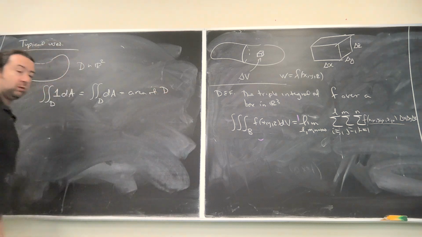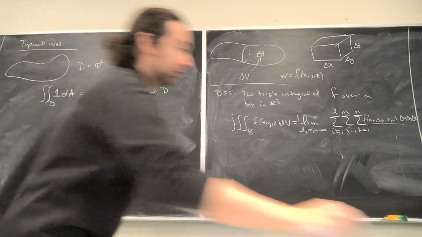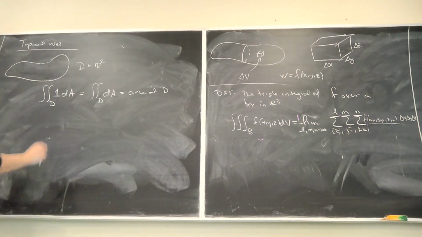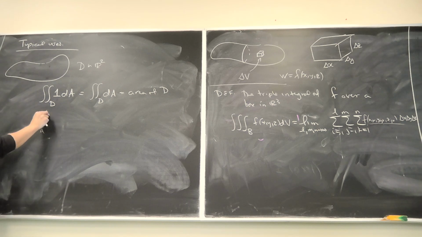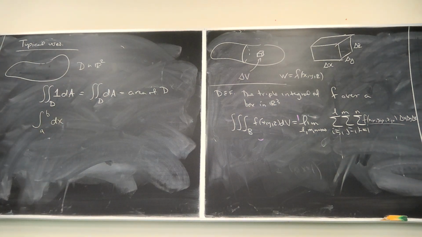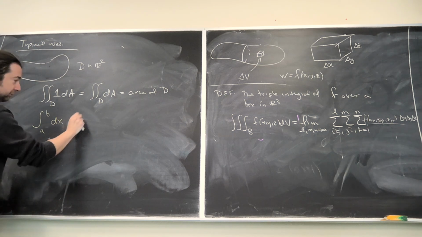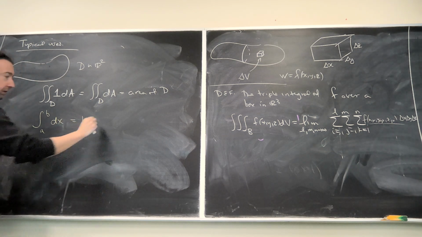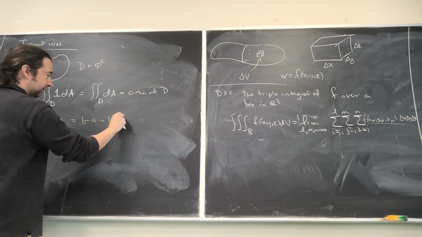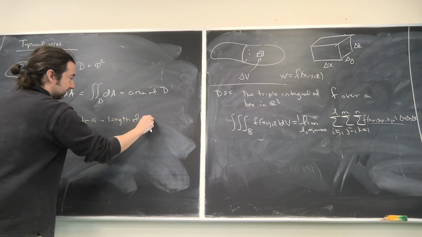of D. If you want to compare this in the one variable case, that's the same thing as saying, what is the integral from a to b dx? There's no function there, it's just 1. If you do this integral, you get b minus a, which is the length of AB.